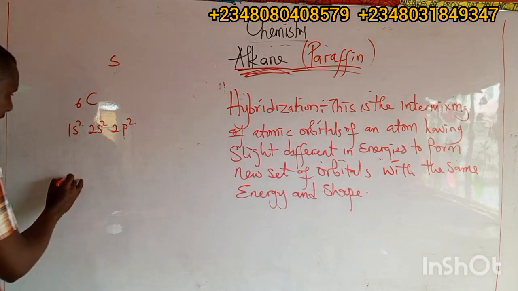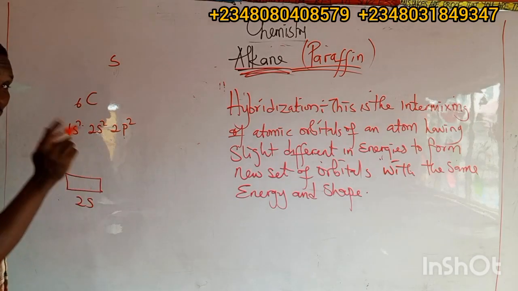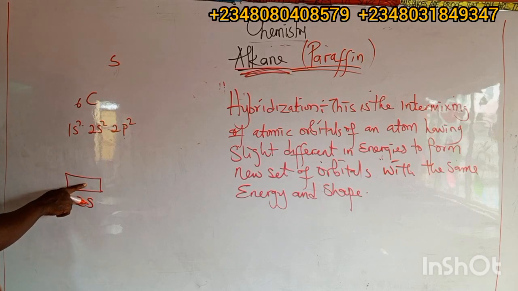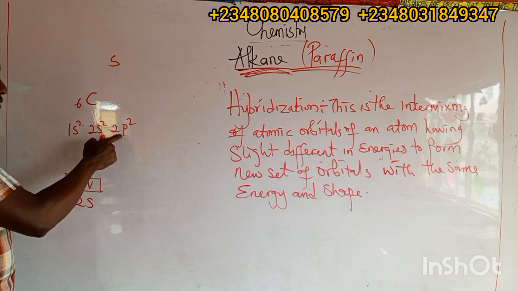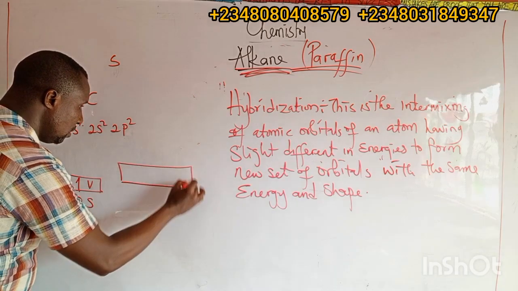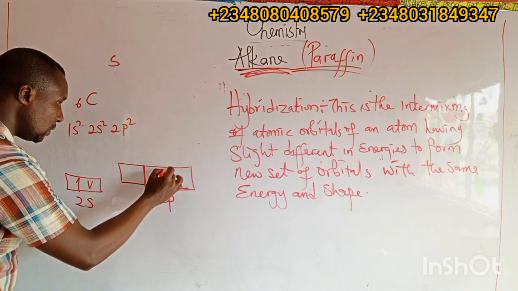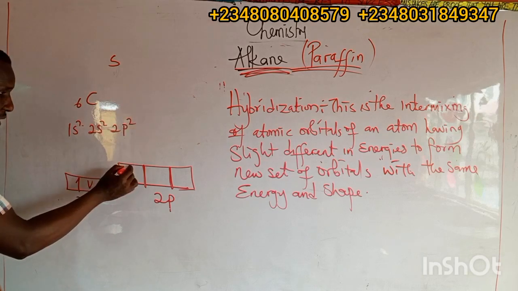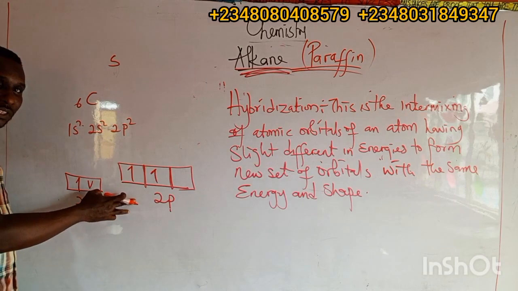Don't forget, the second S we have, when you have something like this, the S subshell has what? One orbital. And inside that one orbital, we have two what? Electrons. Then we have P. That means 2p. This is 2p. The P subshell has three what? Orbitals. Take note. The P subshell has three orbitals. And in this P, how many electrons are there? Two. That means we have this. This is the ground state of our carbon atom.